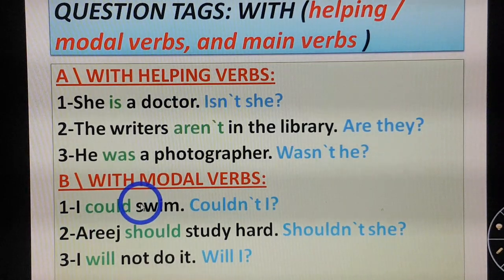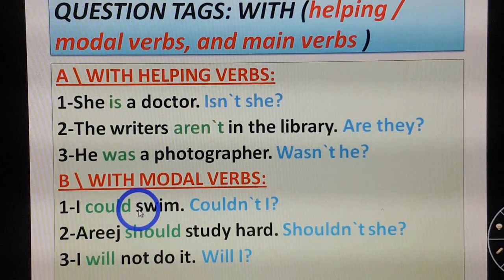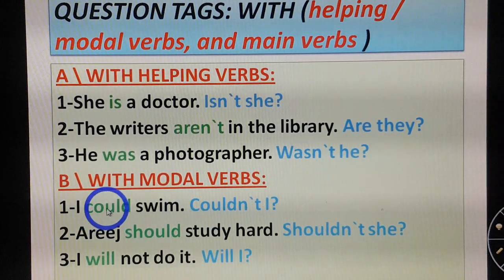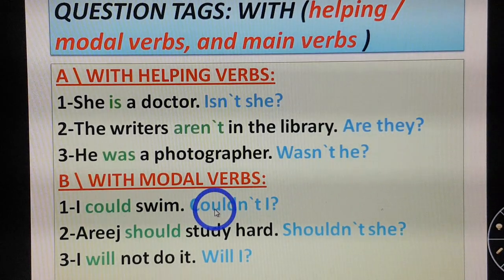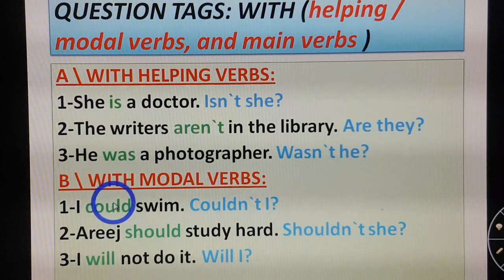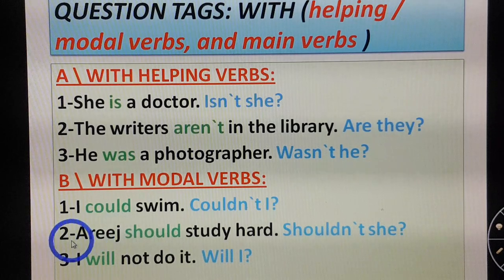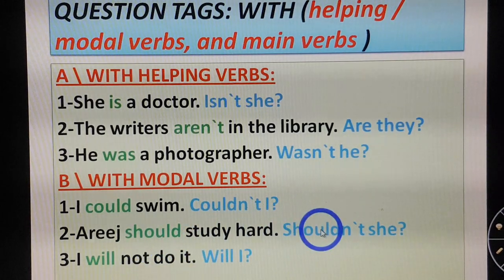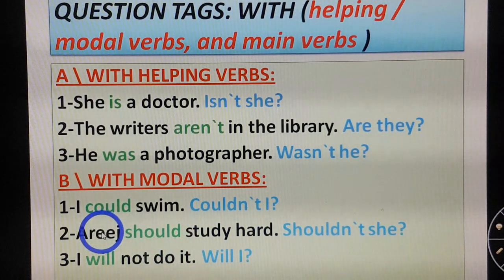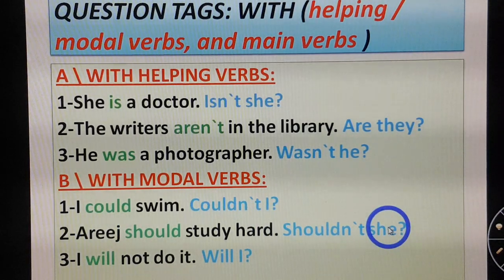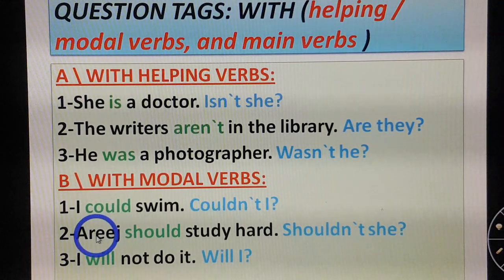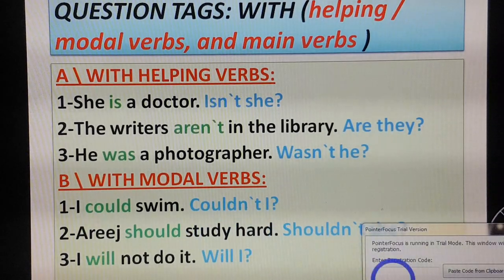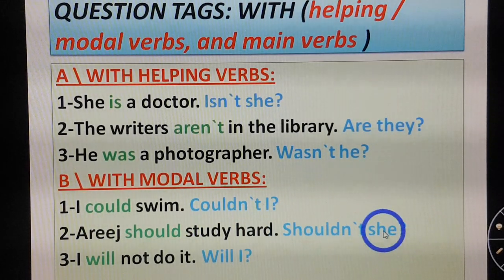Look, I could swim. أنا باستطاعتي السباحة. I could swim. طيب, make a question tag. Couldn't I? لاحظ نفس الطريقة. Could تصبح negative، نفي. وأجيب الـ subject يكون هو in the next. Couldn't I? نفس الطريقة. Number two. Arij should study hard. Shouldn't she? شوف should تصبح shouldn't negative. Arij, we replaced Arij into she. وهذا اللي أنا قلته قبل شوي، أي اسم يجينا هنا لازم أحوله للـ pronouns الضمير. يعني نفترض بدل Arij أحمد. أحمد should study hard. هنا أقول shouldn't he.